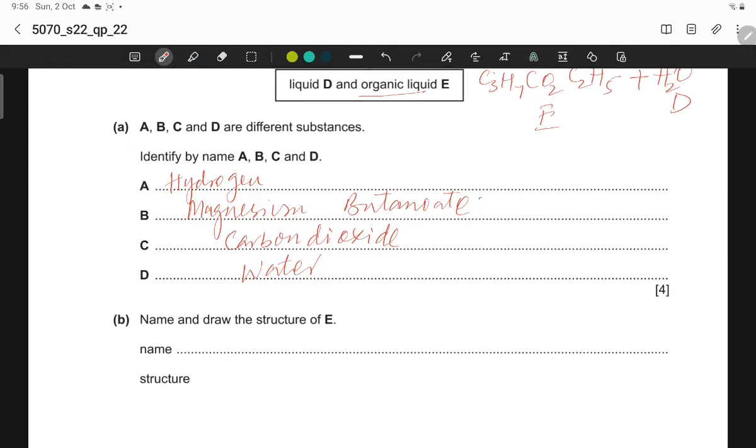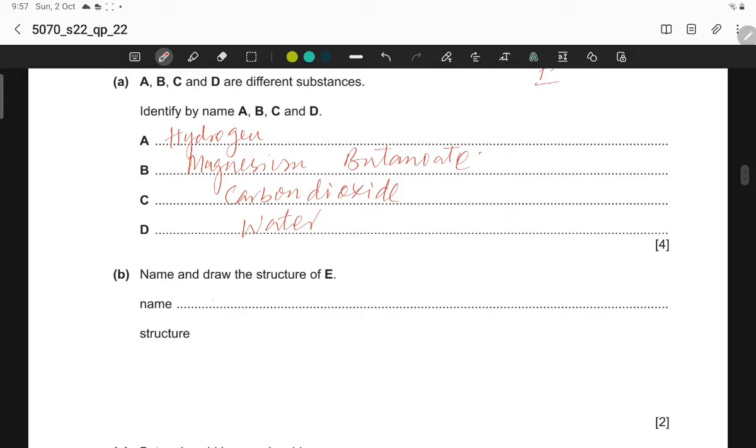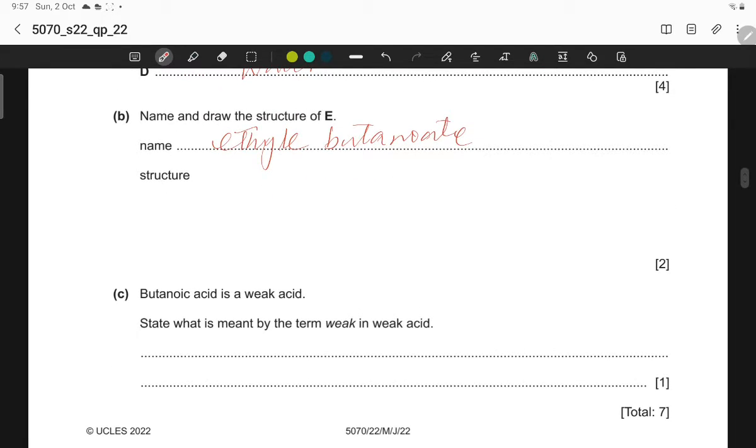Name and draw the structure of E. The name is ethyl butanoate and the structure is... ethyl butanoate. So draw all hydrogens.